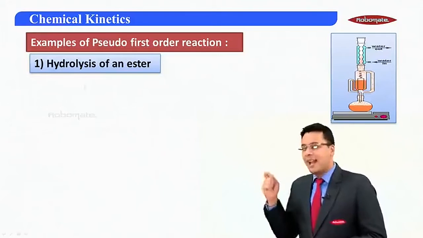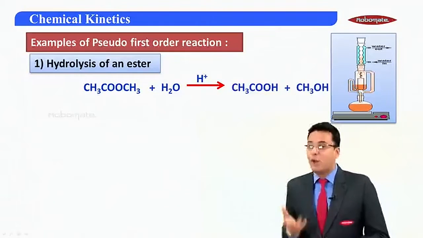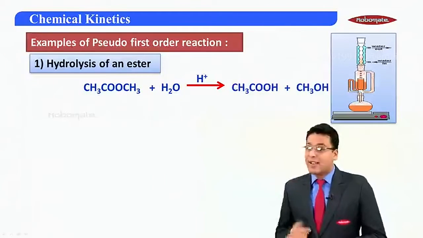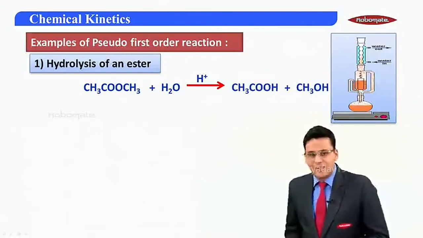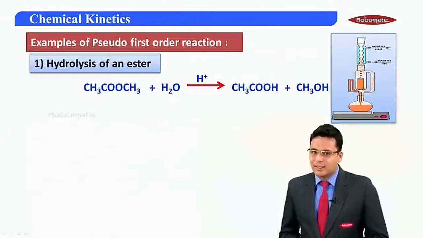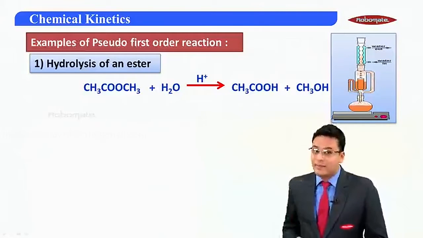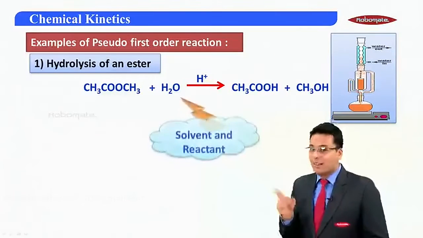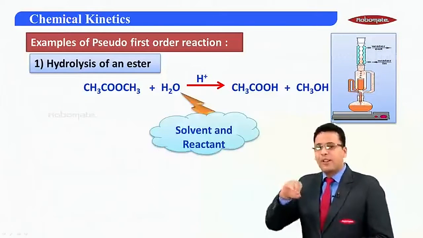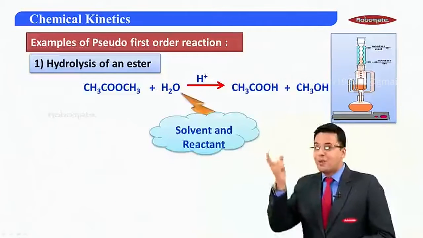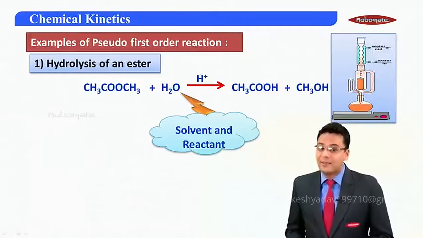Now you have an ester which reacts with water in presence of more water, and it produces acetic acid and methanol. Now here in this reaction, if you see water, it is not just a reactant, it is also a solvent. It's playing a dual role. It is a solvent as well as a reactant. Because you can see water is on the left side of the arrow as well as H plus is on the arrow, which means water is both solvent and reactant.